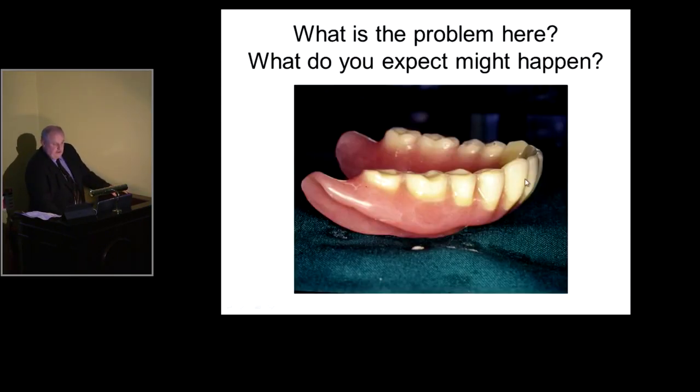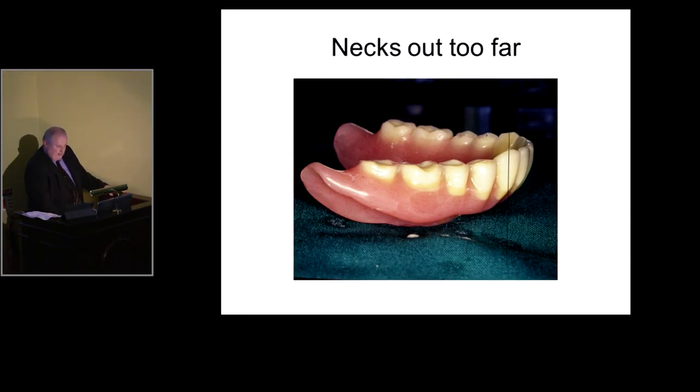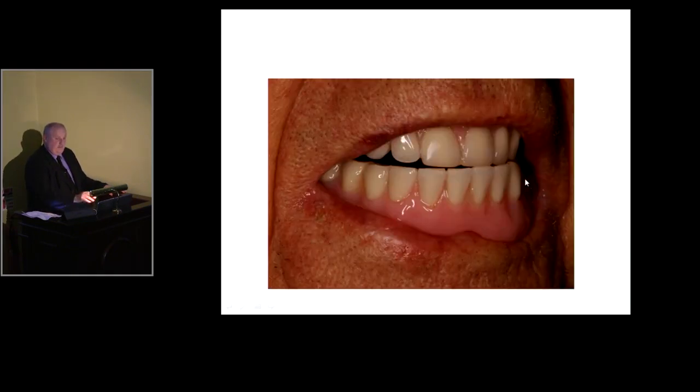So in this situation, the teeth are out here, the sulcus is back here. What do you think might happen to this denture? It might lift up every time they smile with mentalis. So that's where the sulcus is. This is where the necks of the teeth are, out too far. This person, their lower denture jumps up when they're talking.